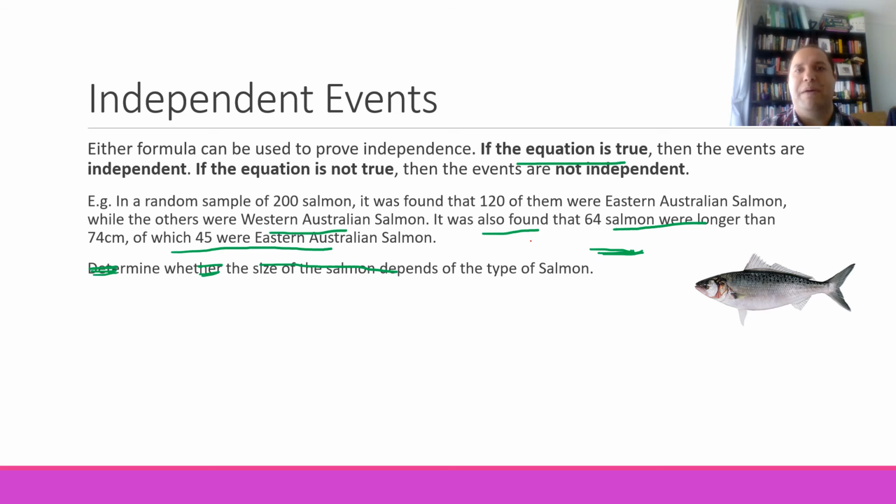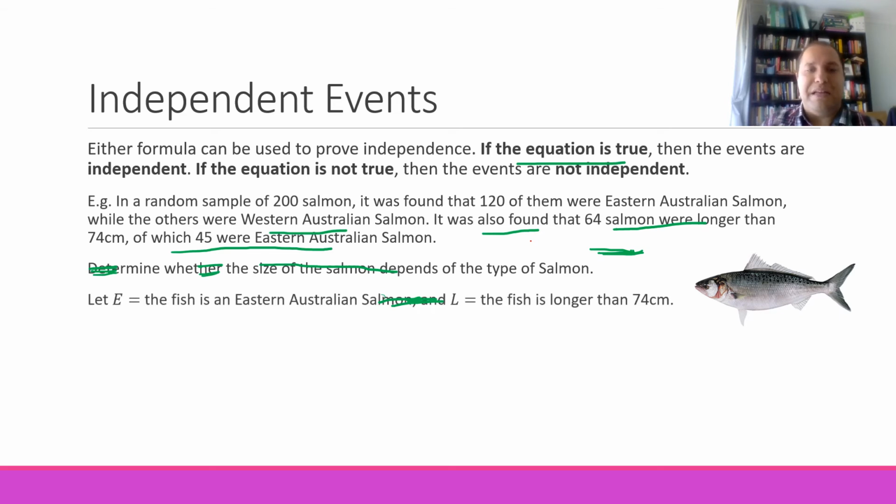So we're talking here about independence, and the giveaway in the question is this word here, whether or not the size of salmon depends. So that's our independence question. All right, so let's set up some variables. Let's say E means the fish is Eastern Australian salmon, and L meaning the fish is longer than 74 centimeters.